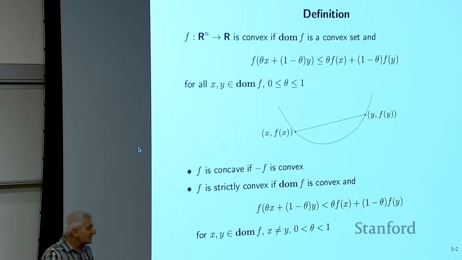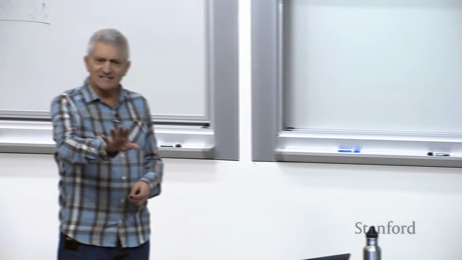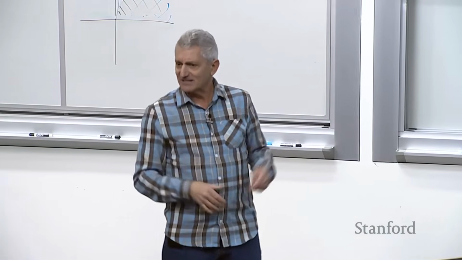Or I like to think of it as having non-negative curvature, right? It can have zero curvature, then it would be like an affine function. But convexity means non-negative curvature. Or you could even say, all convexity is about is the sign of the second derivative. We'll get to that, but roughly speaking, that's what it means, right?